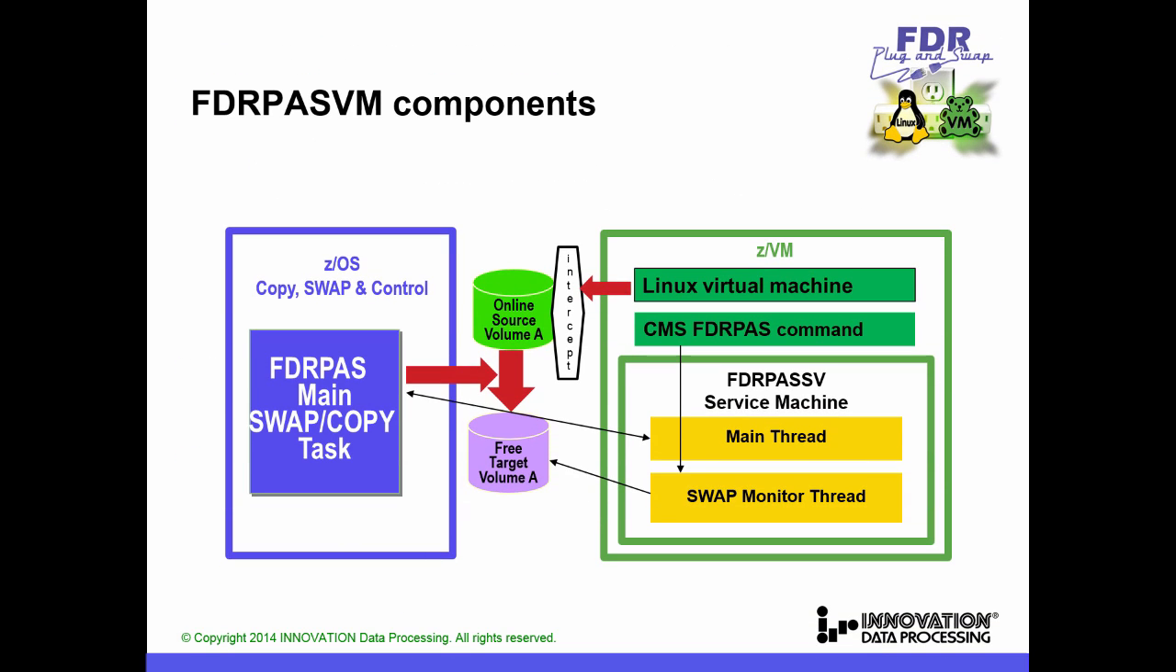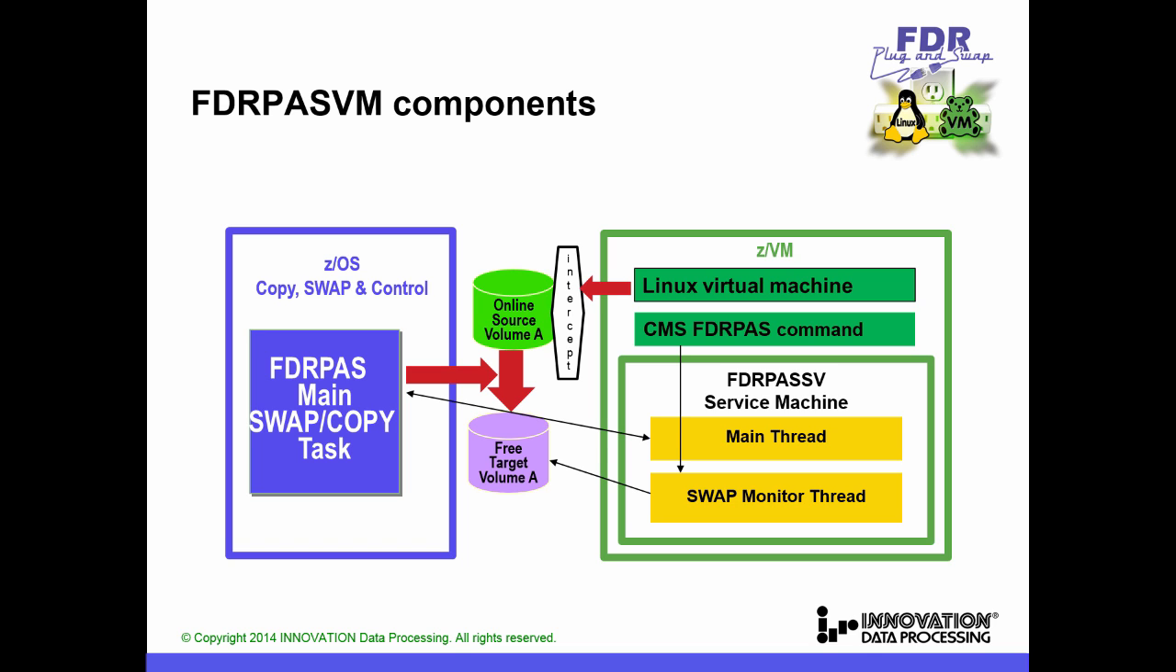All right, here's a block diagram. You see z/OS on the left side and z/VM on the right side. You see a source volume and a target volume in the middle. And of course, it's in the middle because both systems have to have access to it. The z/VM side has really two virtual machines: a CMS virtual machine, and a Linux virtual machine that owns, or is writing to, that volume.